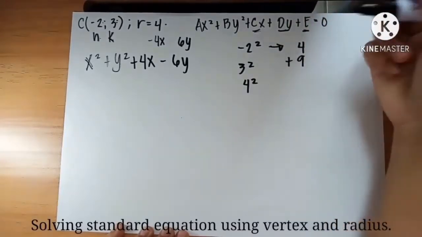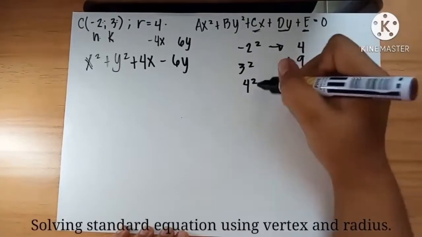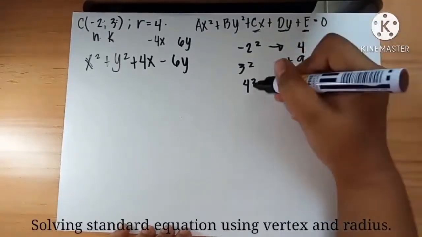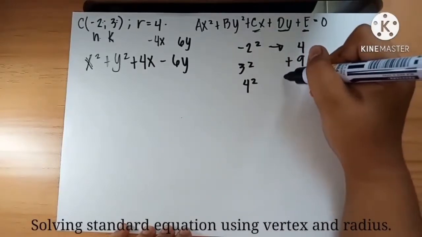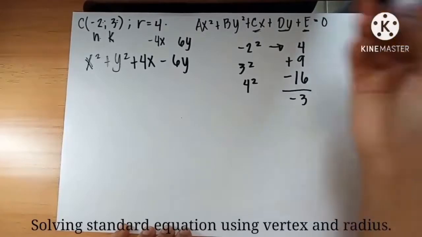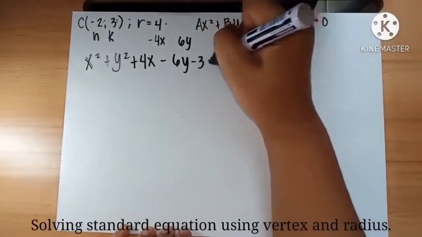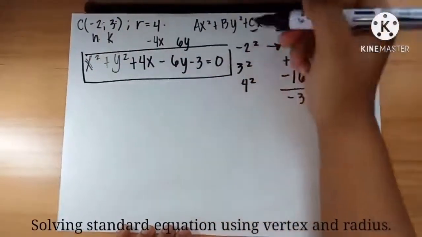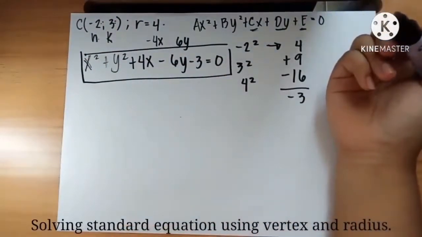We have 4 plus 9. 4 squared equals 16. But this time, we have to change the sign also. We have 4 squared equals 16, minus 16 to change the sign, equals negative 3. So, negative 3 equals 0. That's it. This is our standard equation now using the shortcut method.